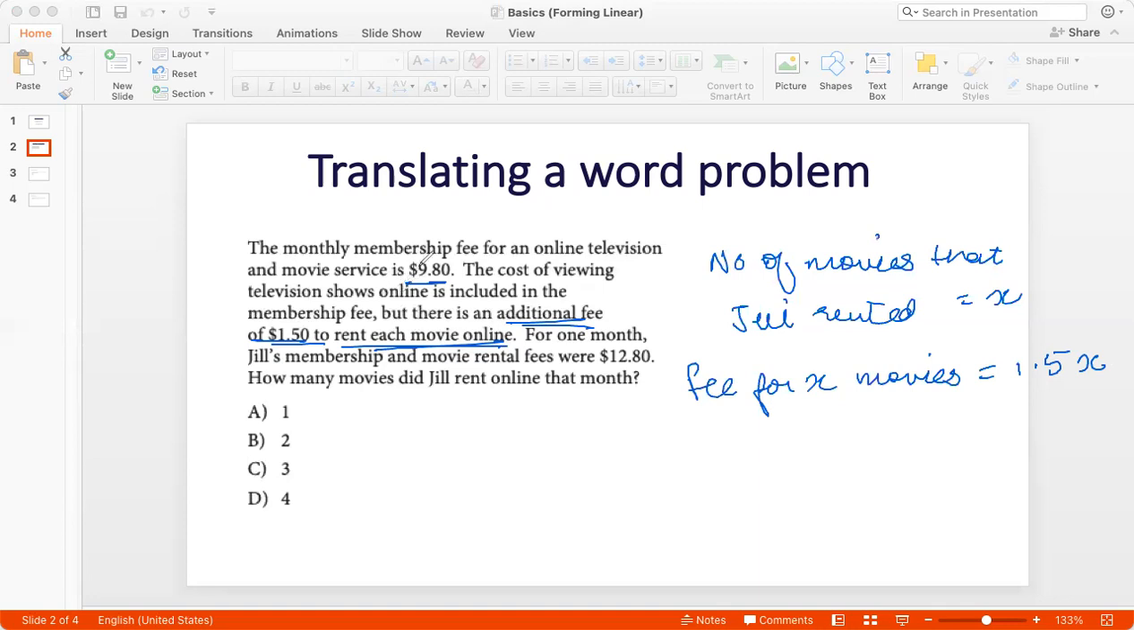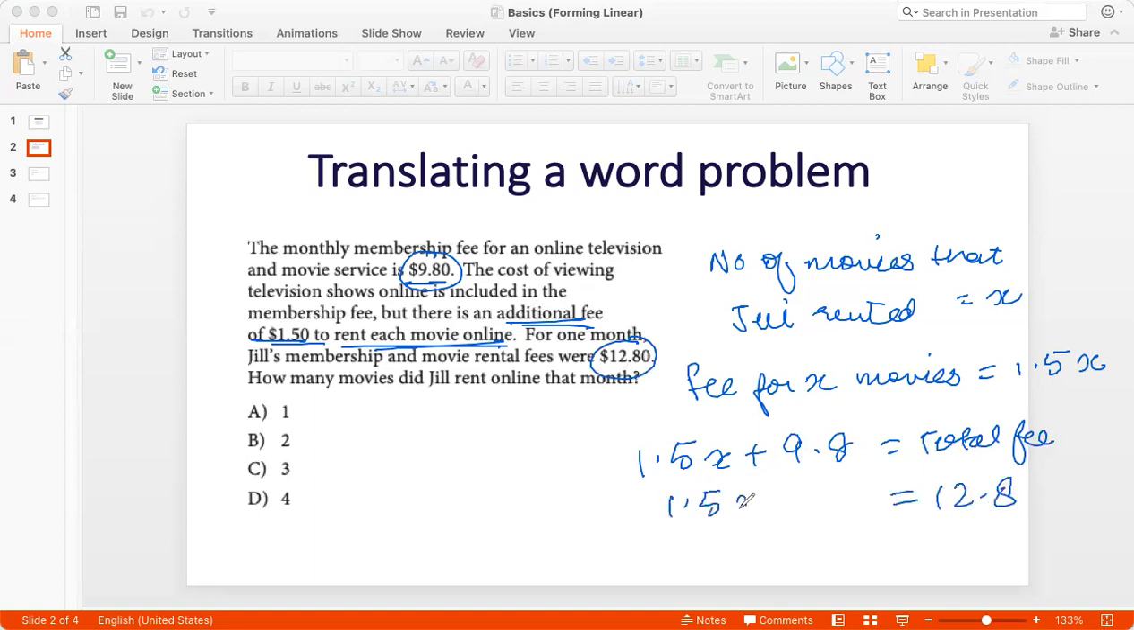And there is a fixed fee. There is a fixed fee of $9.8. So 1.5x plus $9.8 should be the total fee for the month. And that total fee is 12.8. So 1.5x plus 9.8 is equal to 12.8. This is the linear equation that I get when I translate this word problem into an equation.